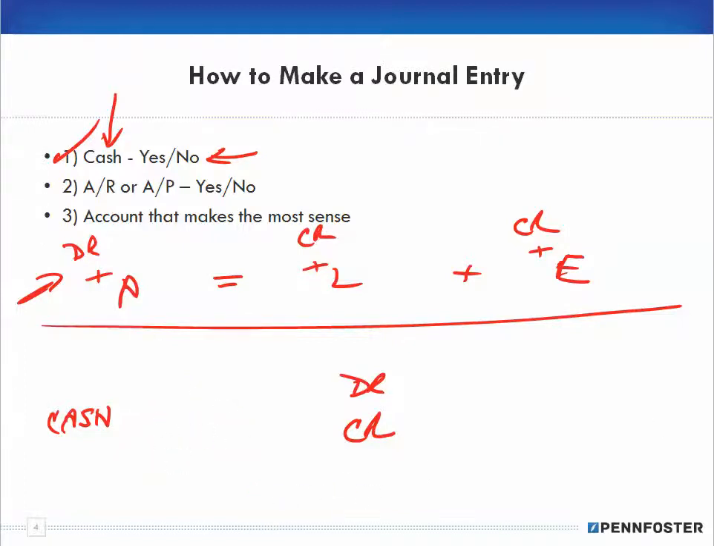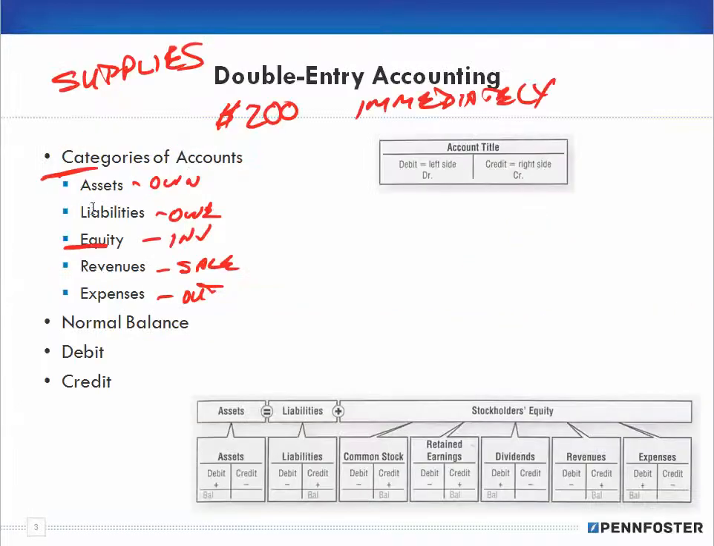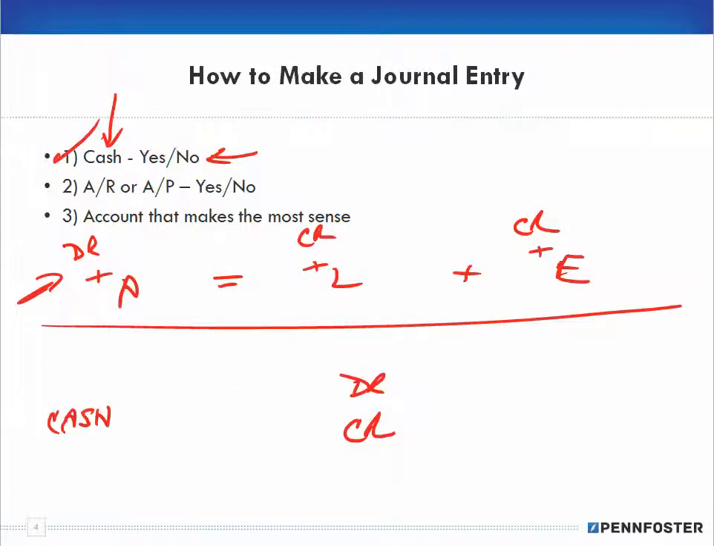So here instead, I'm looking at my cash account, and I'm asking myself, am I affecting cash? Well, yes, I'm affecting cash because I'm going to buy $200 worth of supplies that I'm immediately going to use in the business, and I'm using cash. I'm not using accounts receivable or accounts payable, all right? I'm using the cash. So what is happening to my cash? Well, cash is an asset, and my asset is decreasing, okay? Well, if my asset is decreasing, that means I'm going to credit my cash.